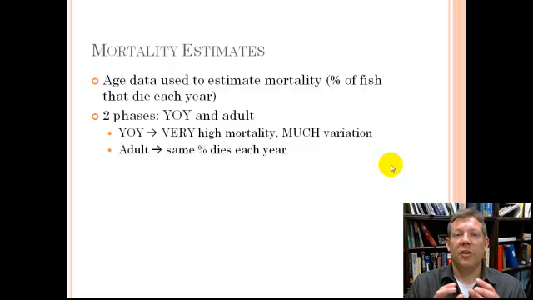When we talk about fishes, in general, we have two big phases when it comes to mortality: the young of the year phase and the adult phase. The young of the year, the larval fish mortality, is usually extremely high, and there's a lot of variation. We just saw that with the white crappie data, that you might have a strong year class one year and a weak year class the next year. But in general, the mortality is very high as a larval fish, but then as an adult, it's much more consistent. You tend to get the same percentage of adults that die each year.